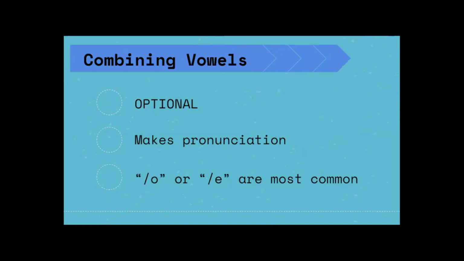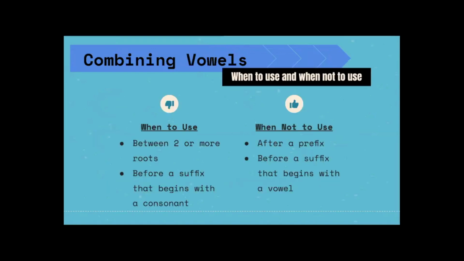And next we have combining vowels. They are optional, but they do have rules. They basically make the pronunciation correct because in English, nothing is ever really straight. O or E are the most common combining vowels. So it is important to know when to use and when not to use combining vowels. You use them when you have 2 or more roots, before a suffix that begins with a consonant. A consonant would be, for example, C. So if the suffix begins with something that is not a vowel, that's when you use a combining vowel.